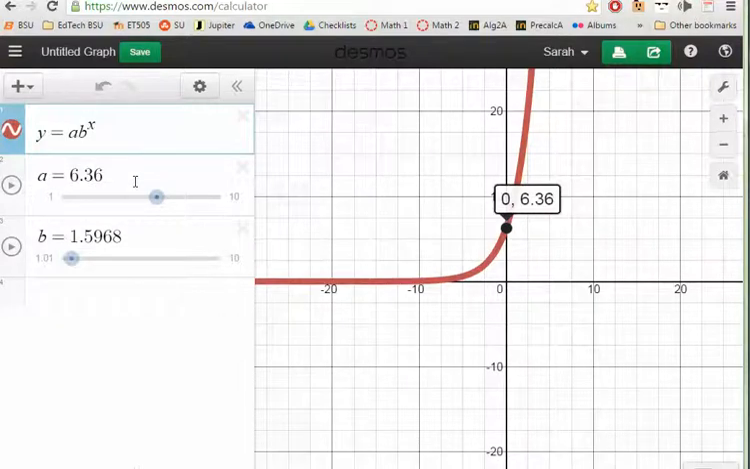And a major reason for that is the x value was 0. And when we plug in 0 as an exponent in this setup right here, you're going to get a times 1 because anything to the 0 power is 1. And a times 1 would just give you whatever the a value is. So this simple function that we have going, this basic exponential function, you could say the y-intercept is always going to be whatever the a value is.